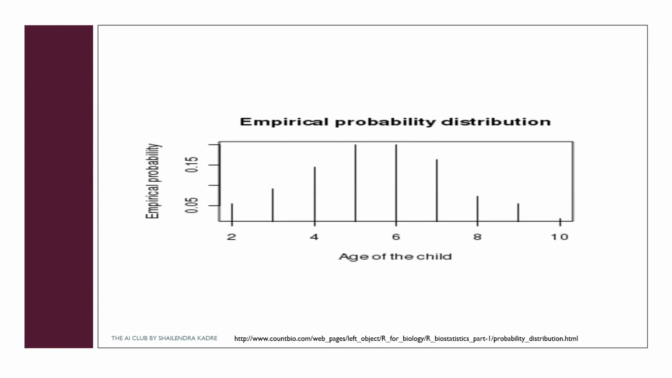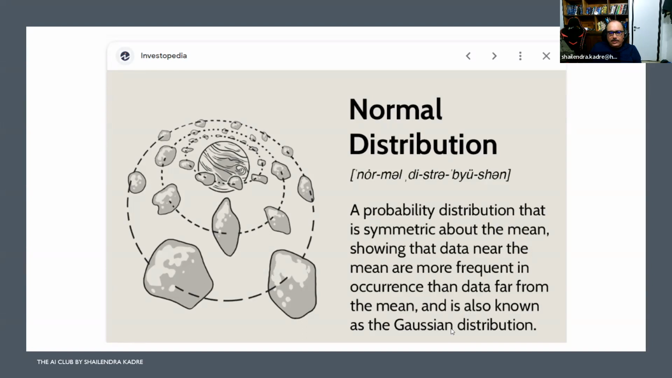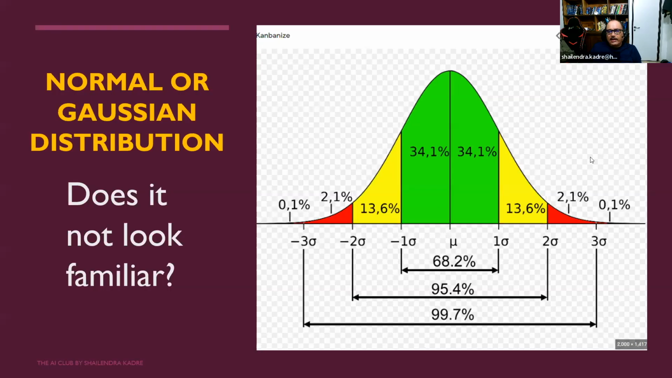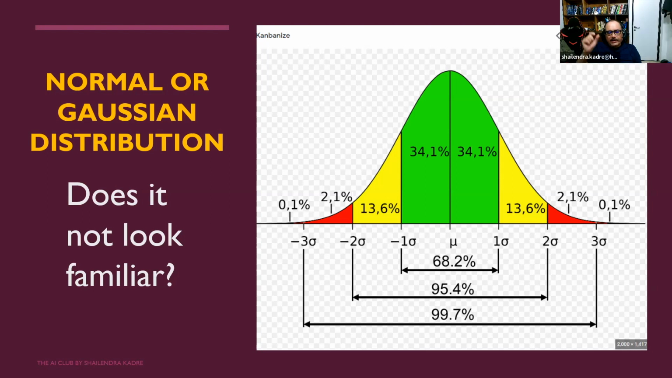Now, what is a normal distribution? I am taking you to an Investopedia definition, but I don't want to confuse you. Everybody has seen a temple bell or church bell, right? The shape is very much like this. So any probability distribution which matches with a bell curve, with a bell, is called a Gaussian distribution.